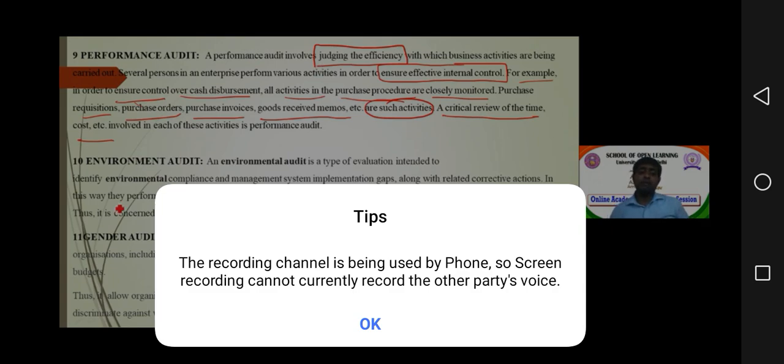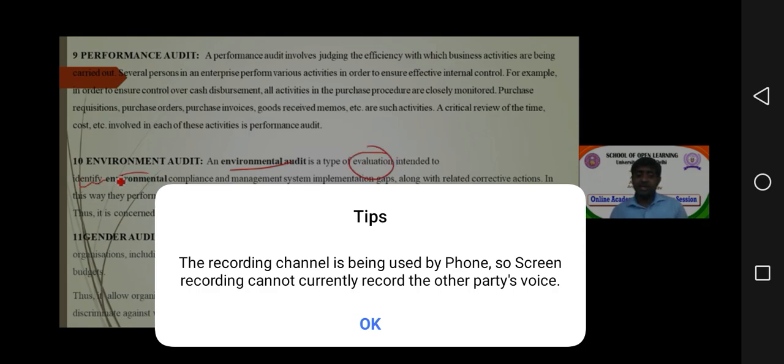Next is environmental audit. Now, what is this environmental audit all about? So again, environmental audit is a type of audit whereby the environment is kept in the central place. The environmental audit is a type of evaluation which is created in order to identify the environmental compliance and the management system implementation gaps. So what are the environmental compliances that we have, and the management system implementation gaps that we have as well?